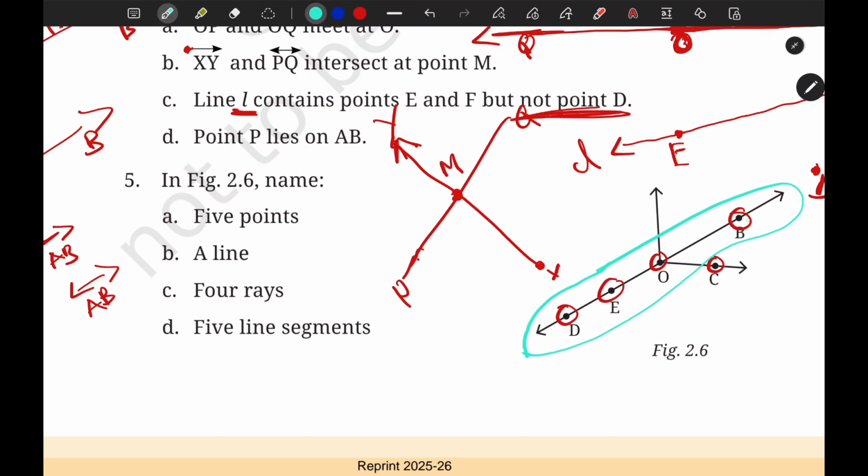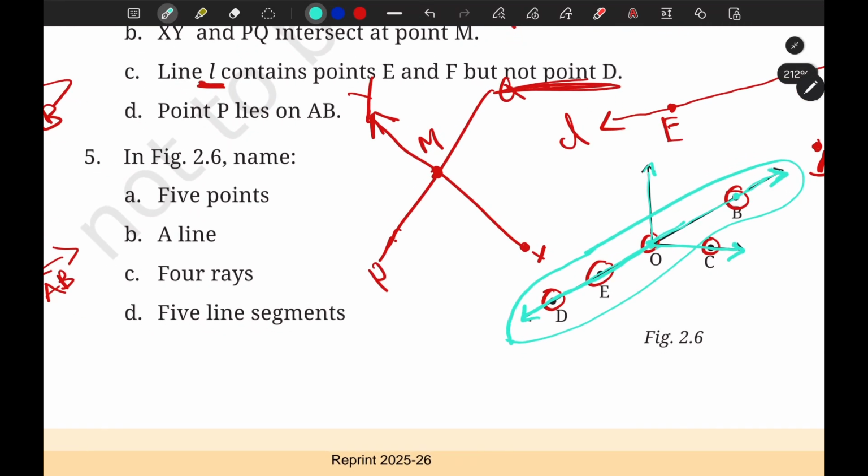4 rays. From point B, this is one of the rays, and from point O, this is one of the rays, and from point O, this is one of the rays, and another line from point O. So these are the 4 rays.